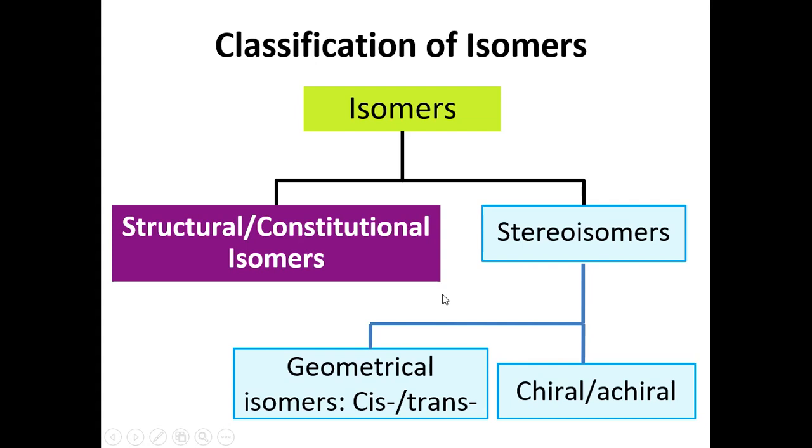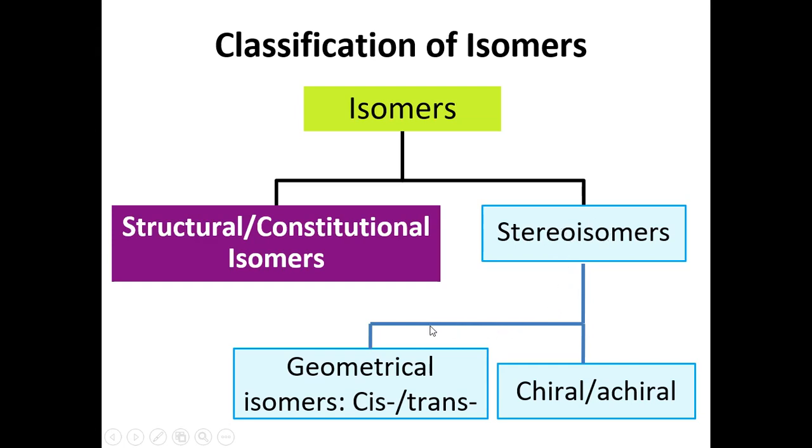In stereochemistry, there are two classifications of isomer. What is an isomer? Isomers have a similar molecular formula but differ in structure. They are either structural or constitutional isomers, which have different structures, or stereoisomers. In stereoisomers, there are two types.